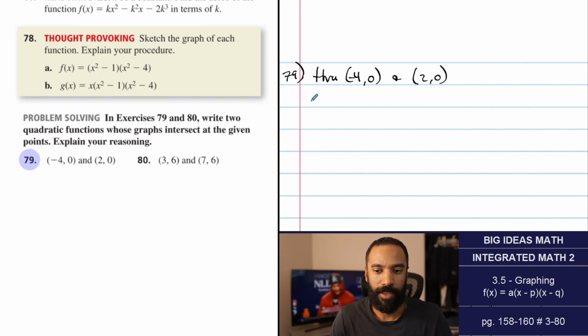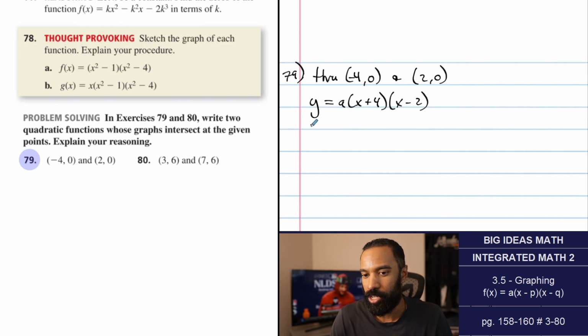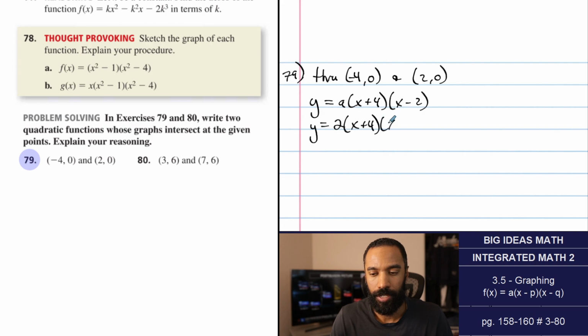We have y equals a times x plus 4 times x minus 2. I don't want to explain. You just change your a value. So I can do 2, sure, and I can do negative 5.